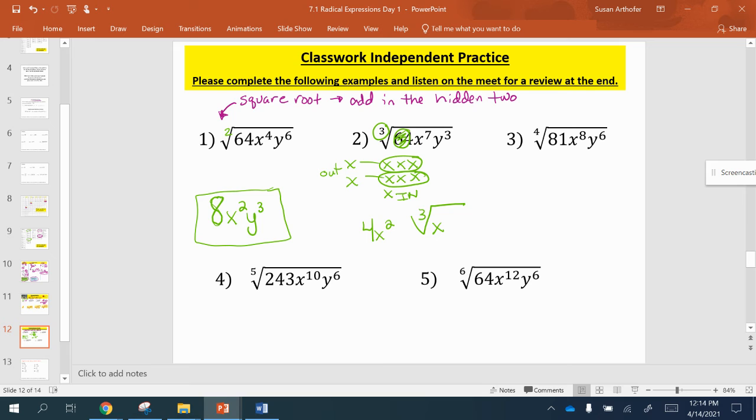And then I'm going to do y to the 3rd. So I did x to the 7th, and then y to the 3rd is obviously just 3 y's. It takes 3 to get out, so out is a y. And that's your final answer.